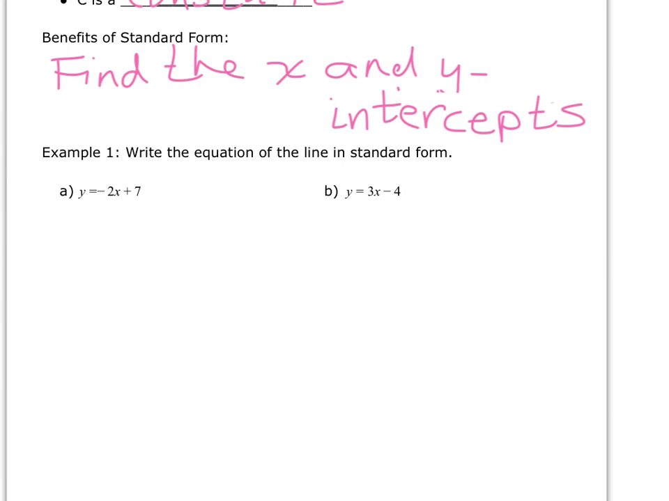So first, are x and y on the same side? No. So what I want to do is move this negative 2x to the left side over with y, right? The inverse of minus 2x is plus 2x. I'm going to add 2x to both sides. So that gives me positive 2x plus y equals 7.